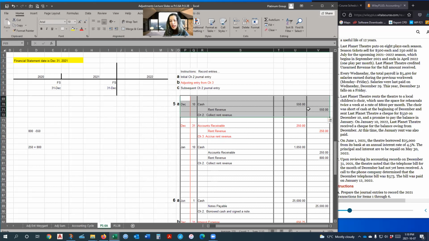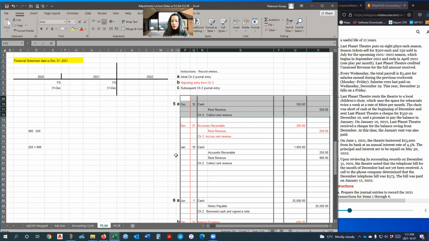Rent is actually $850. When they didn't get it all, they should have debited accounts receivable, or many would have. If you did not debit accounts receivable here on December the 10th, at the end of the year, when you're preparing the financial statements, you have to pick up that other $250 that they still owe us.